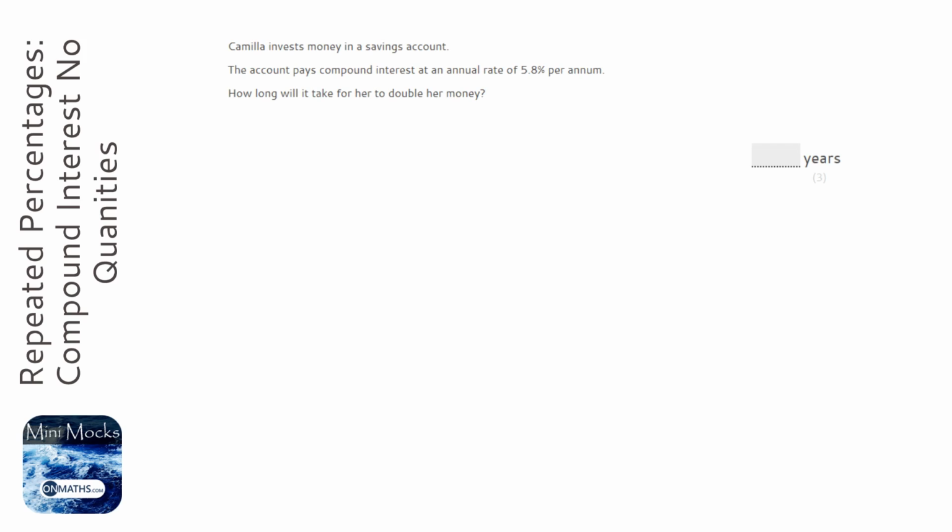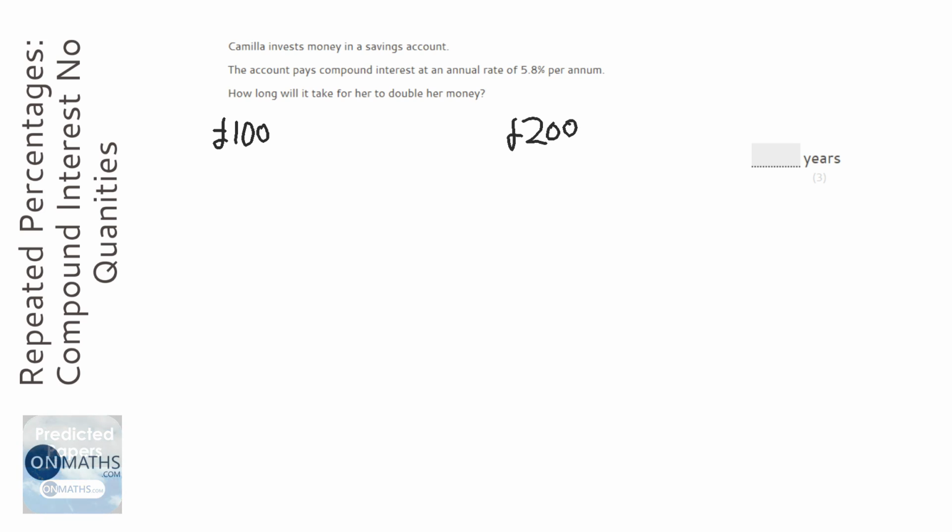What's interesting in this question is there's no amount. So what we can do it in two ways really. You could put an amount in, and it doesn't matter which amount you put in. So normally students go for £100 and then see how long it takes to get to £200, and that's absolutely fine. But you don't need to put amounts in, you can just work with the percentage that you've got.